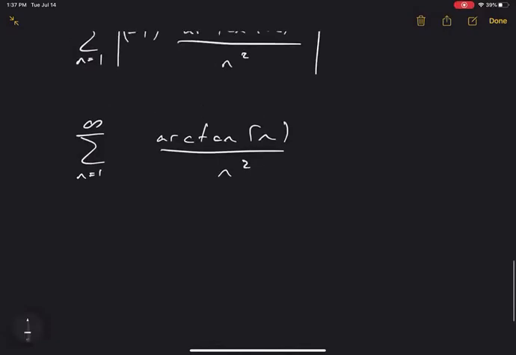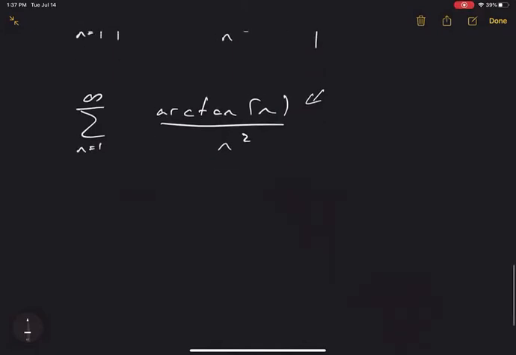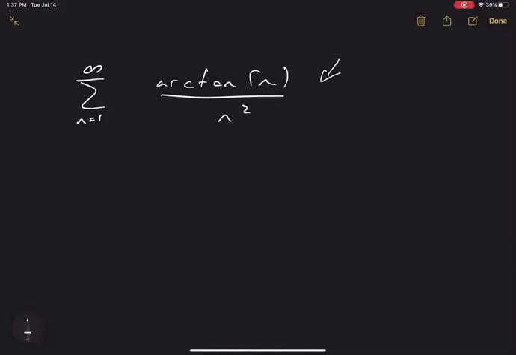This kind of looks like a p-series. I have n squared on the bottom. The only problem is I have this arctan of n on top. So what could we do? We could do a couple things. When we see something that looks like a p-series, what we usually want to do is a comparison test. What am I going to compare it to? It looks like a p-series with just the arctan on top, so maybe I should compare it to 1 over n squared.